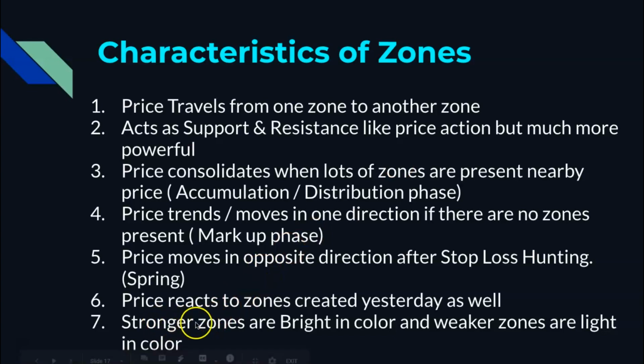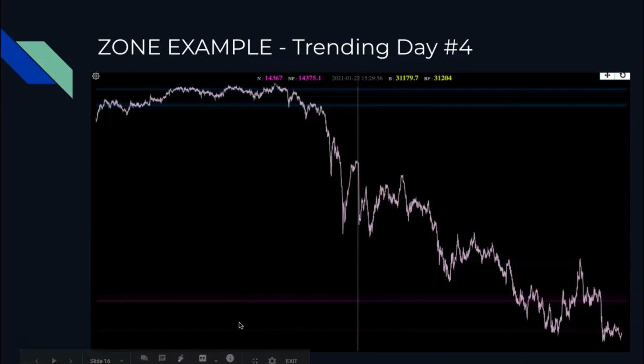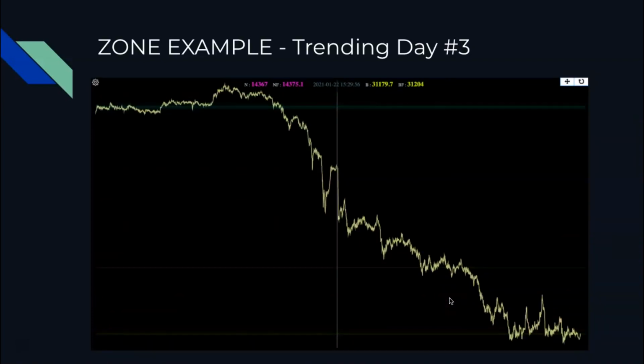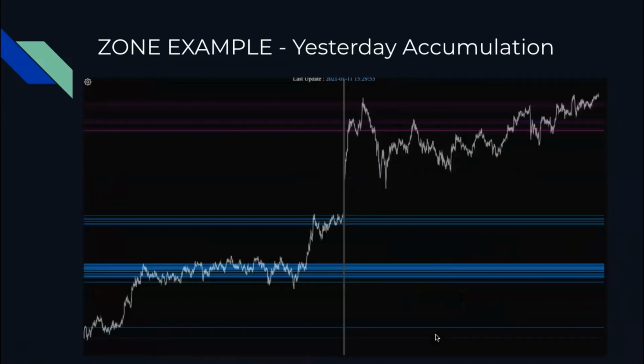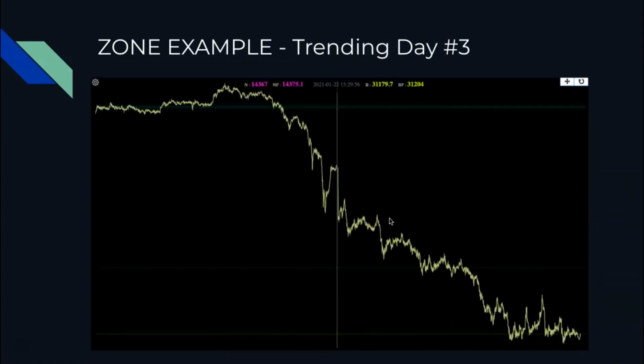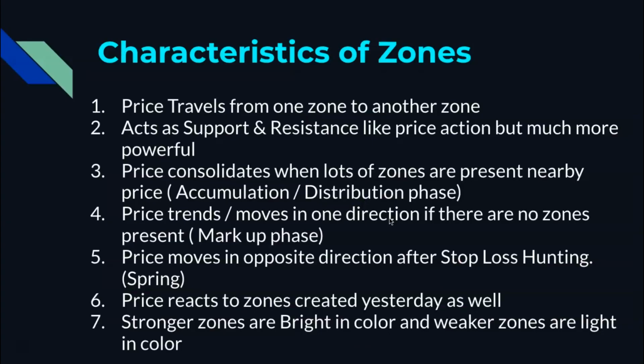And the next thing is, the stronger zones are bright in color and weaker zones are light in color. You can see, I don't know if you can look into it, there are some very light zones that have been created in the Nifty, light pink color. Here as well, this is very light pink, sorry, light yellow, but it is bright yellow here. Yeah, you can see here bright pink, but very light pink here. So based on the strength of the accumulation or distribution, it will be very bright or light like this. So these are all the characteristics of zones.